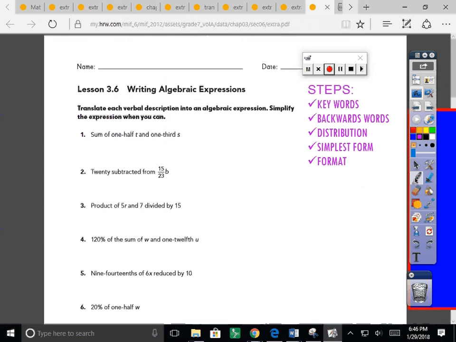In fact, when you read the directions here, not only are we supposed to translate each verbal description into an algebraic expression, I also need to remember to simplify the expressions as much as I can. So I'm going to show you a few examples here in order.